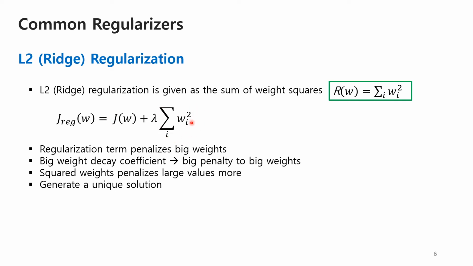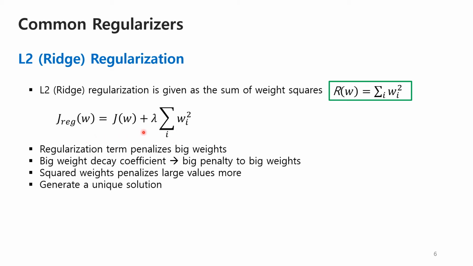Because this is a square, if the W value is high, it gives a lot of penalty to a high value of W. So that's why L2 minimizes the value of W. If the value is big, it gives a big penalty to a big weight, mainly because this is a square form. And here, unlike L1, the W value does not become 0. It becomes a small value, but not 0.